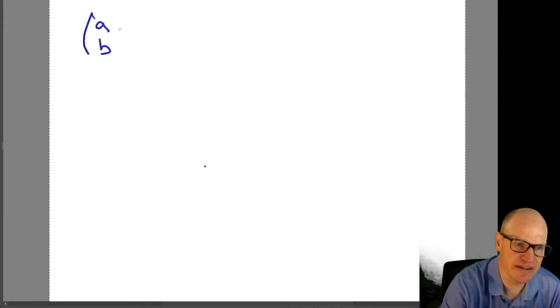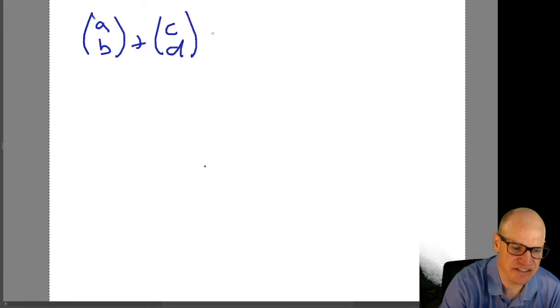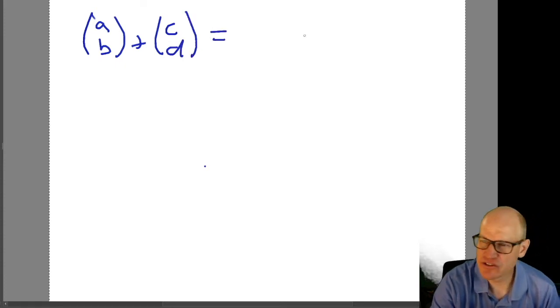So let's say that I have AB, and I'm going to add to it CD, like this. I'm going to add these things together. Okay, so there's a couple ways I can do this.